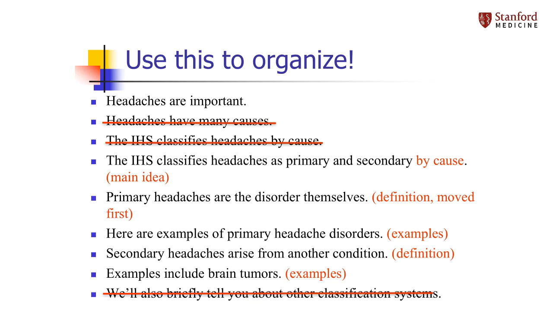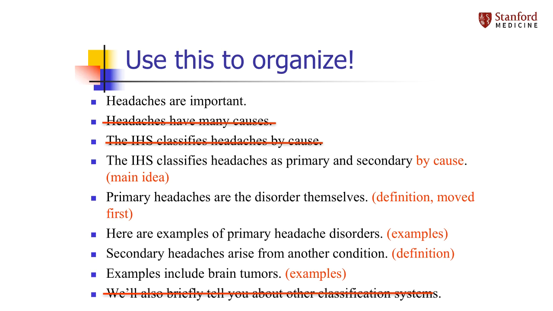So I went through and took away the repetition and boiled this down. We get headaches are important. Yeah, that sentence is probably not necessary, but I'll allow the authors to leave it in. The next three sentences you can boil down into one sentence. The International Headache Society classifies headaches as primary and secondary by cause. They decide if it's primary or secondary by cause. That's the main idea of this paragraph. It's really just to say how headaches are classified.